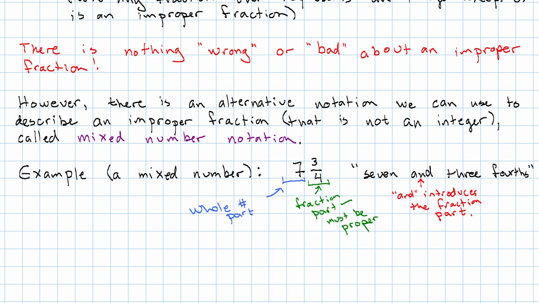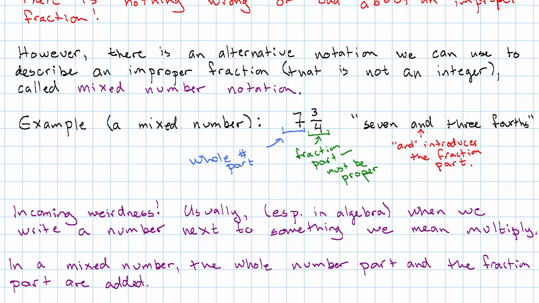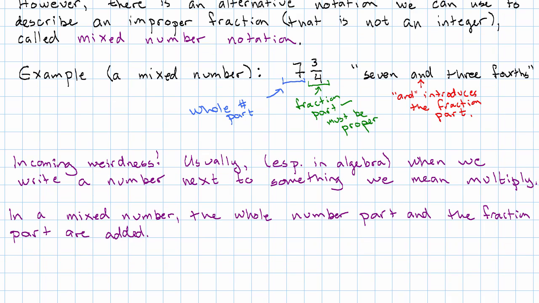What's going on here? Now, what's going on in this notation is actually pretty weird. Usually, especially in algebra, when we write a number next to something, we mean multiply. But that's not the case here. In a mixed number, the whole number part and the fraction part are added. So 7 3/4 means the whole number 7 plus 3/4.